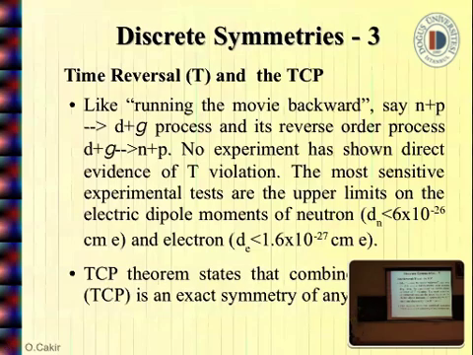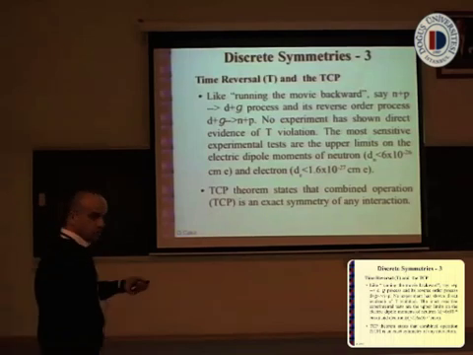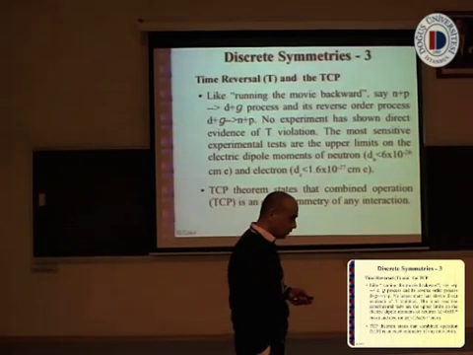For the time reversal, T, and the CPT theorem, this is very difficult to test time reversal symmetry, because it is difficult to change the arrow of time.